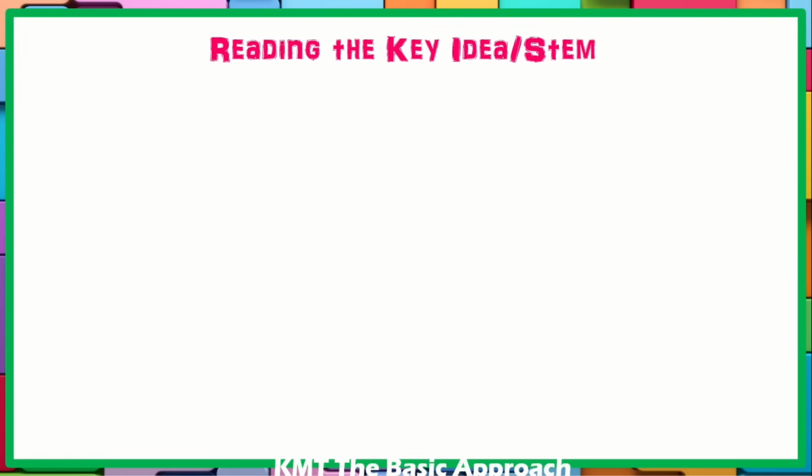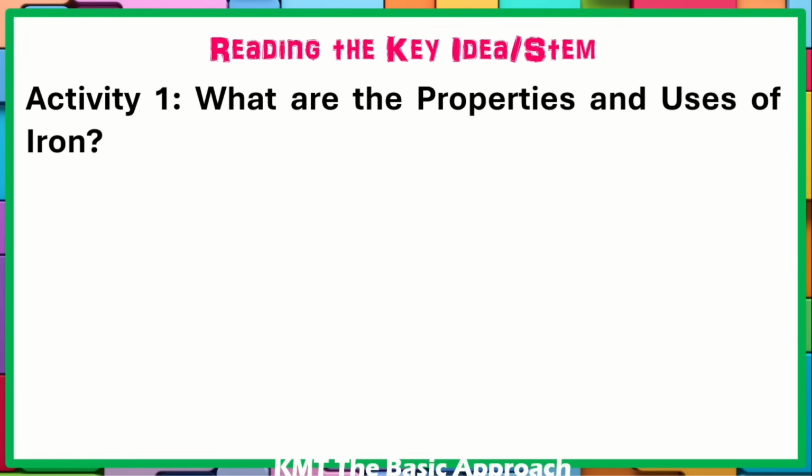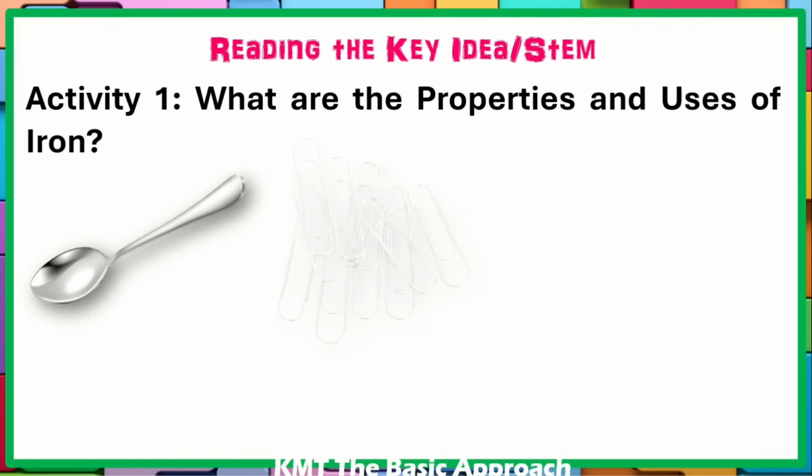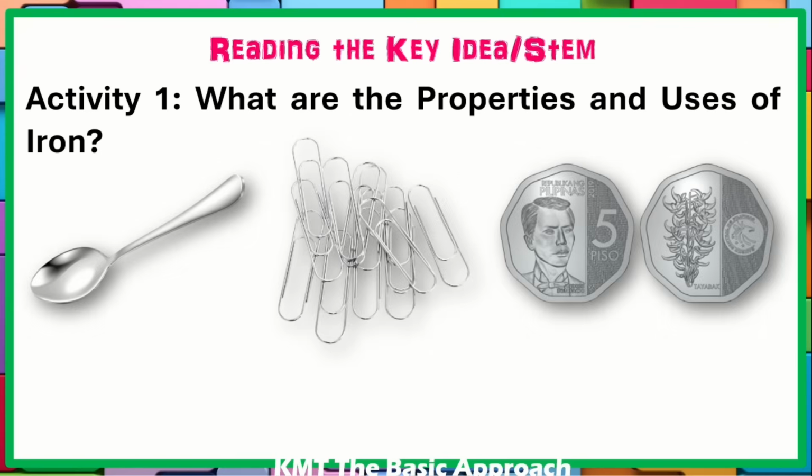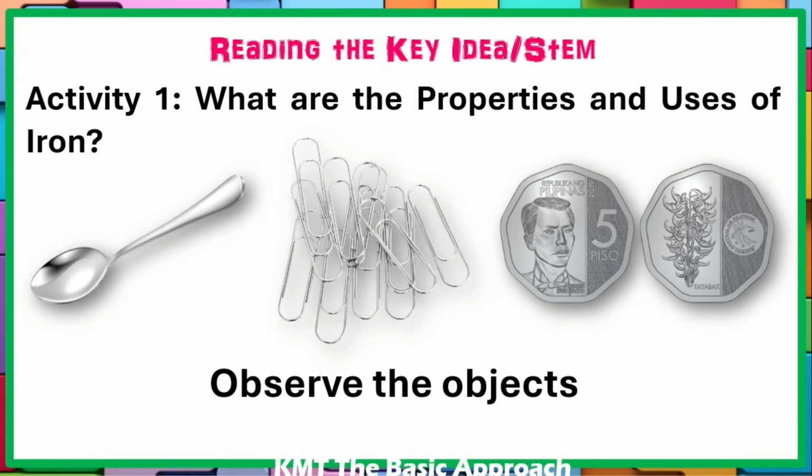Reading the key idea or STEM. Activity 1. What are the properties and uses of iron? Observe the objects.